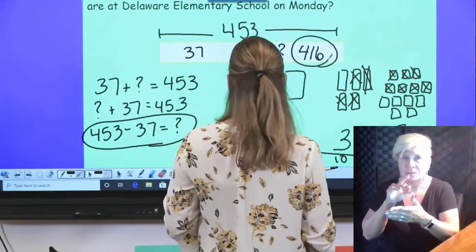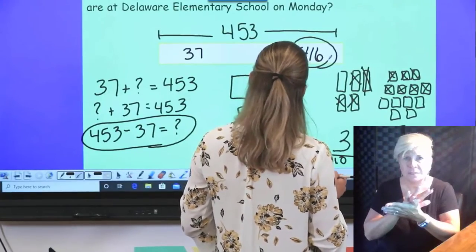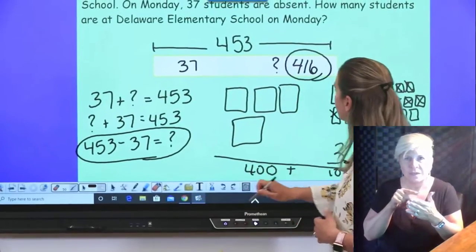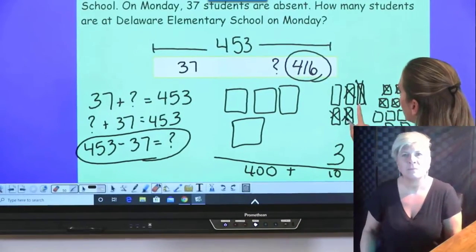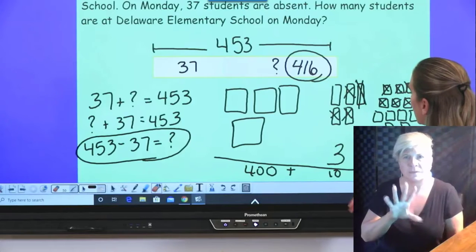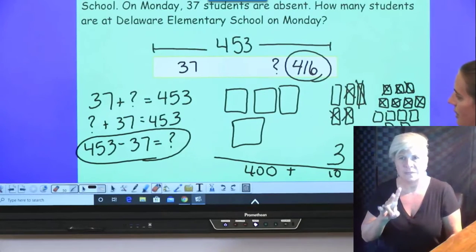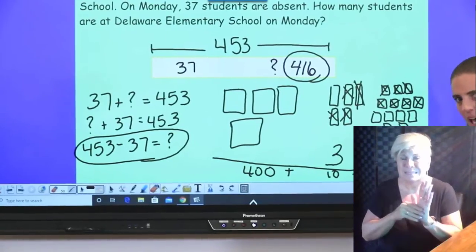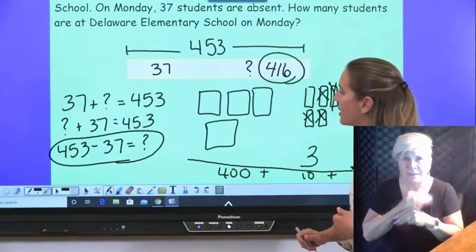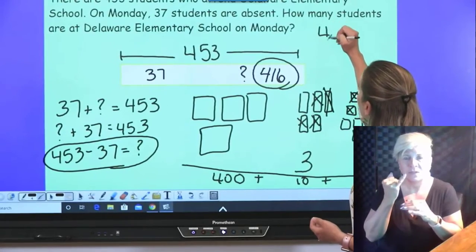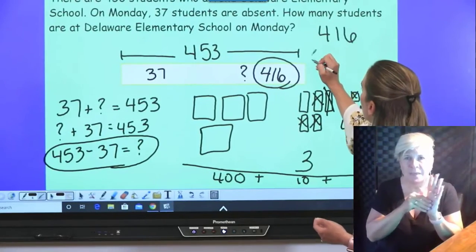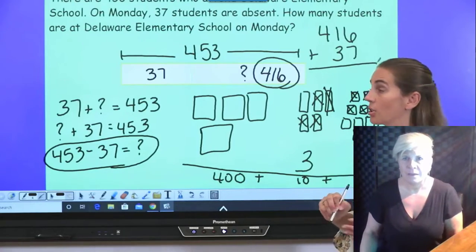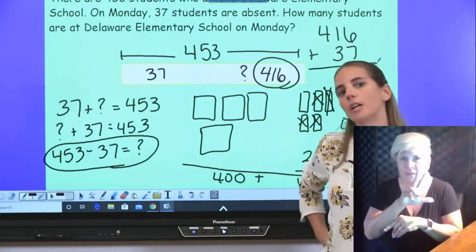That doesn't make sense. Students left at Delaware. Let's check our math on this. 453, and I'm taking away 37. Can we add to check our math? Let's do that. If I do 416 plus 37, let's see if we get the right answer. If we get 453, then we've done our math right.